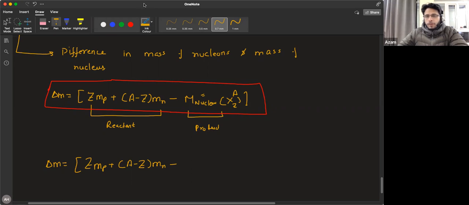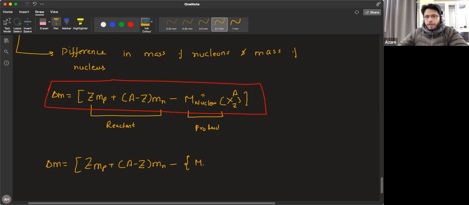Nazia, how will you calculate mass of nucleus from the mass of atom? You have mass of atom, you need mass of nucleus. What will you do? Yashika? Nabil? Subtract the mass of the electrons, right?